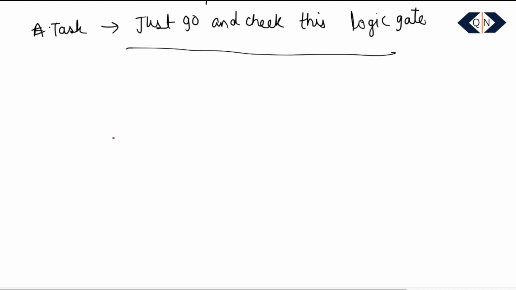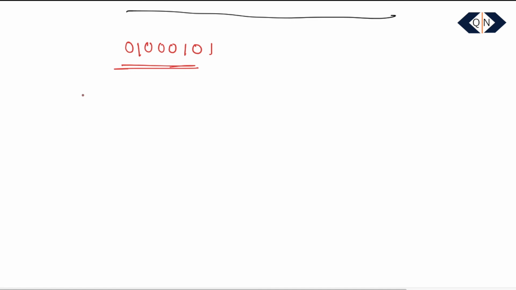I am assigning one more task. Let's see if you can do it or not. This is another task to be assigned. Write its truth table and share it in the comment. Just write only the output. You will get 8 outputs, so you just write them like this, where there will be a total of 8 bits. I will check whether it is correct or not.